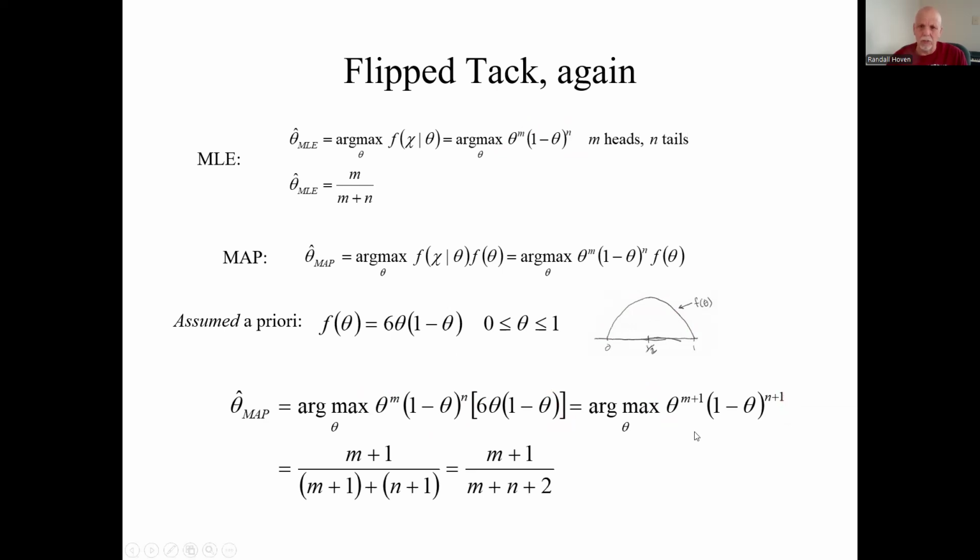Now use simple scalar calculus, take the derivative, set it to 0. You get this. It's the number of heads plus 1 over the total number of flips plus 2. Compare it to this. If you didn't do any flips, for MLE, you had 0 over 0, undefined. For MAP, you have 1 over 2, which simply maximizes the a priori PDF.